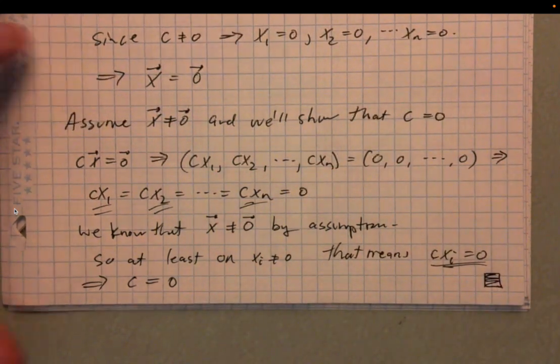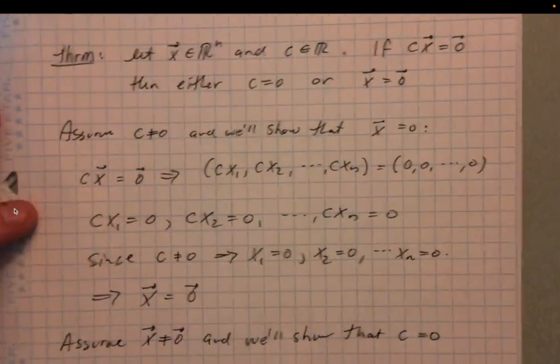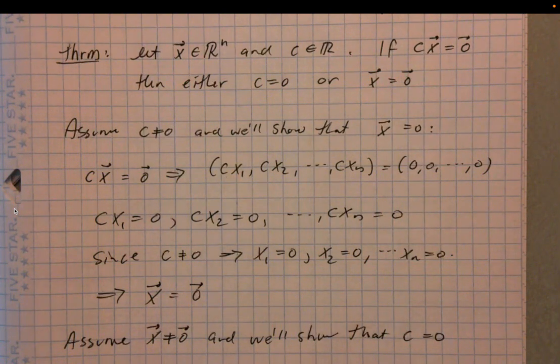Perfect. So we've shown it in both directions. And so now we should be able to say, yes, if I've got a scalar multiplication resulting in the 0 vector, then either C is 0, the scalar is 0, or the vector is 0. Okay.